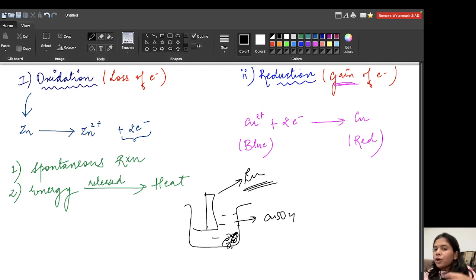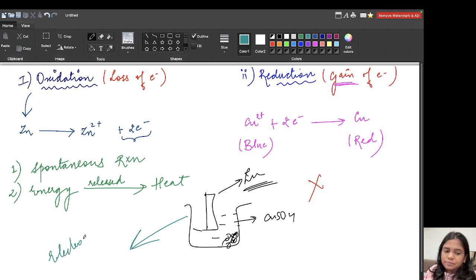Now they got the point that something is happening on the apparatus on its own, but there was no productivity in this reaction. Why? Because they were not able to produce electricity. That was their main criteria, right? That's the reason they then discovered the electrochemical cell.